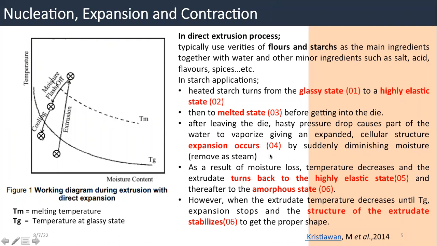After leaving the die, the pressure is very high inside the extruder, and outside the pressure is normal. Due to this very big pressure difference, the water vapor will evaporate. As a result of that, the structure swells. So we call it the expansion state.